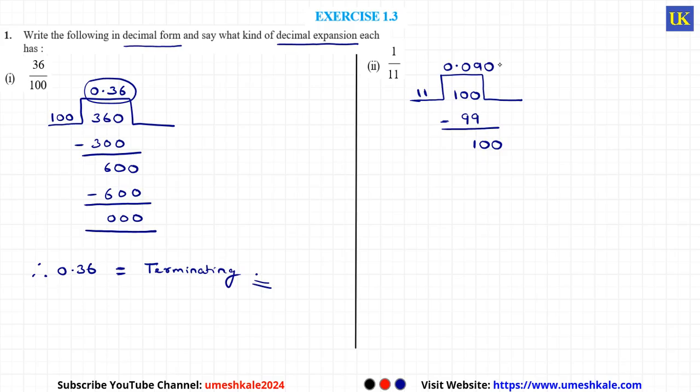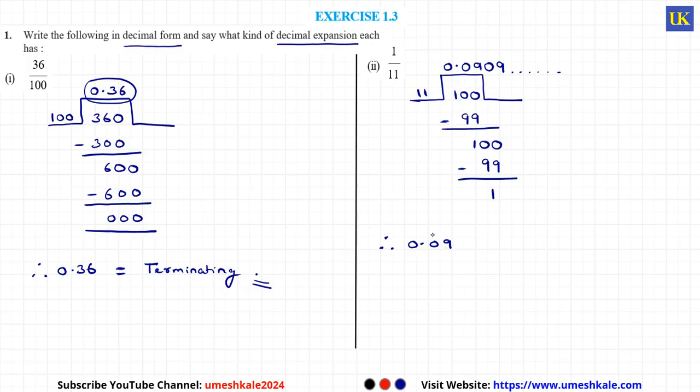So again, 11 nines are 99, and again 1 will remain, and this story will continue. It means what? 090909 is repeating.